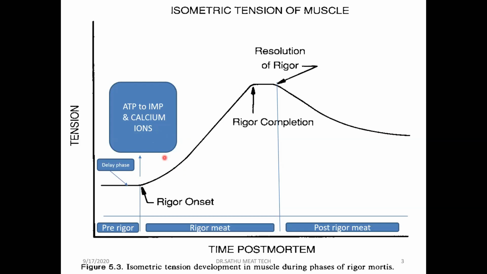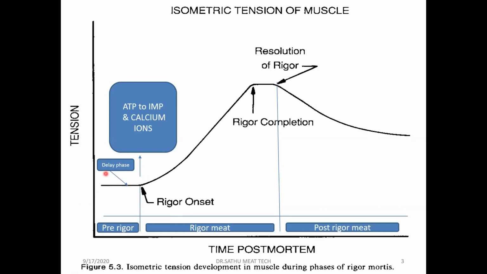Next point that you have to keep in your mind is the stages of rigor mortis. So in the stages of rigor mortis, we know that there are 4 stages. One is the delay phase, then the onset phase, then the completion of rigor mortis and resolution of the rigor mortis. So what is delay phase? So when there is plenty of ATP in the muscle, it will get complexed with the magnesium and the muscle will remain in the relaxed state. That is, no cross bridge will be formed between the actin and the myosin.